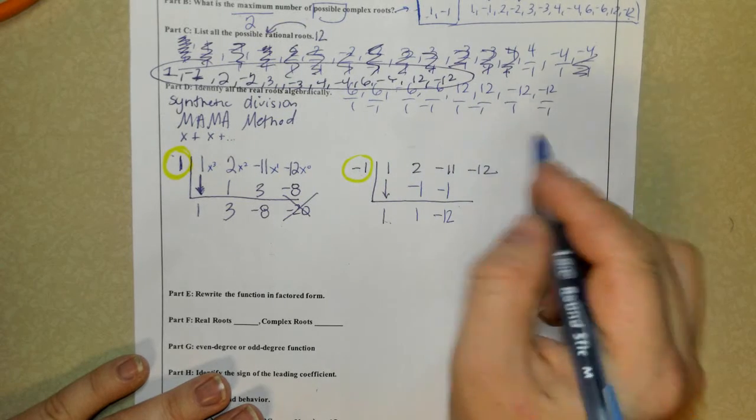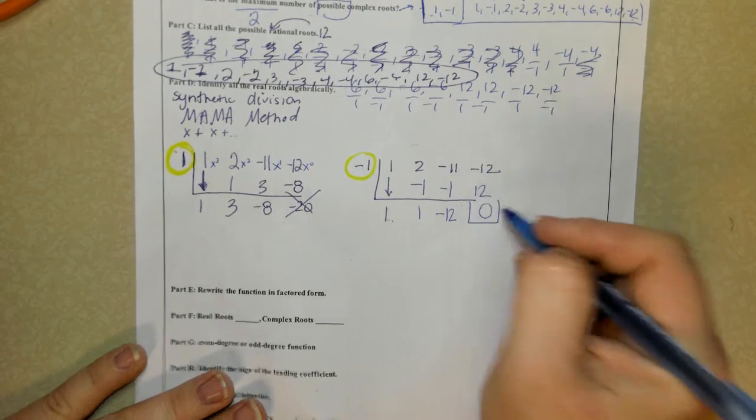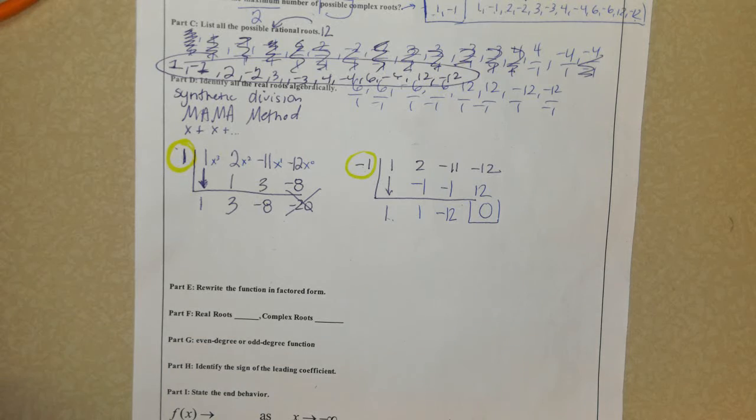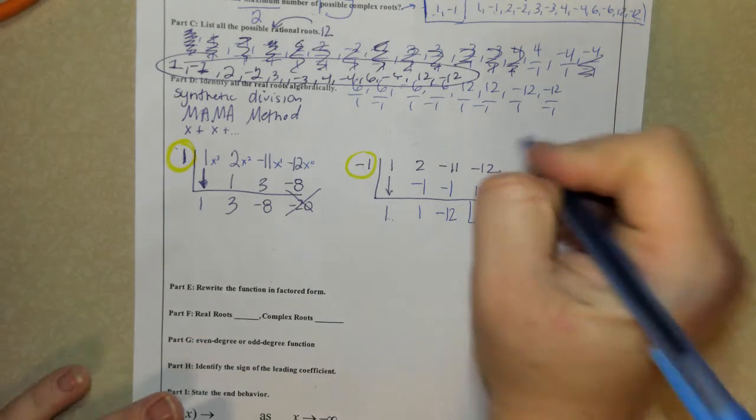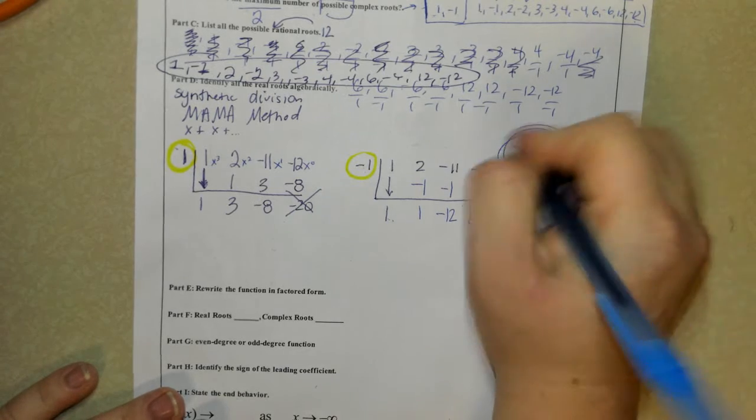Negative 1 times negative 12 is 12. Add straight down to get 0. We're in luck. We found an answer. What does this mean? It means this answer works. Let me rewrite x equals negative 1. Put a big circle around it.